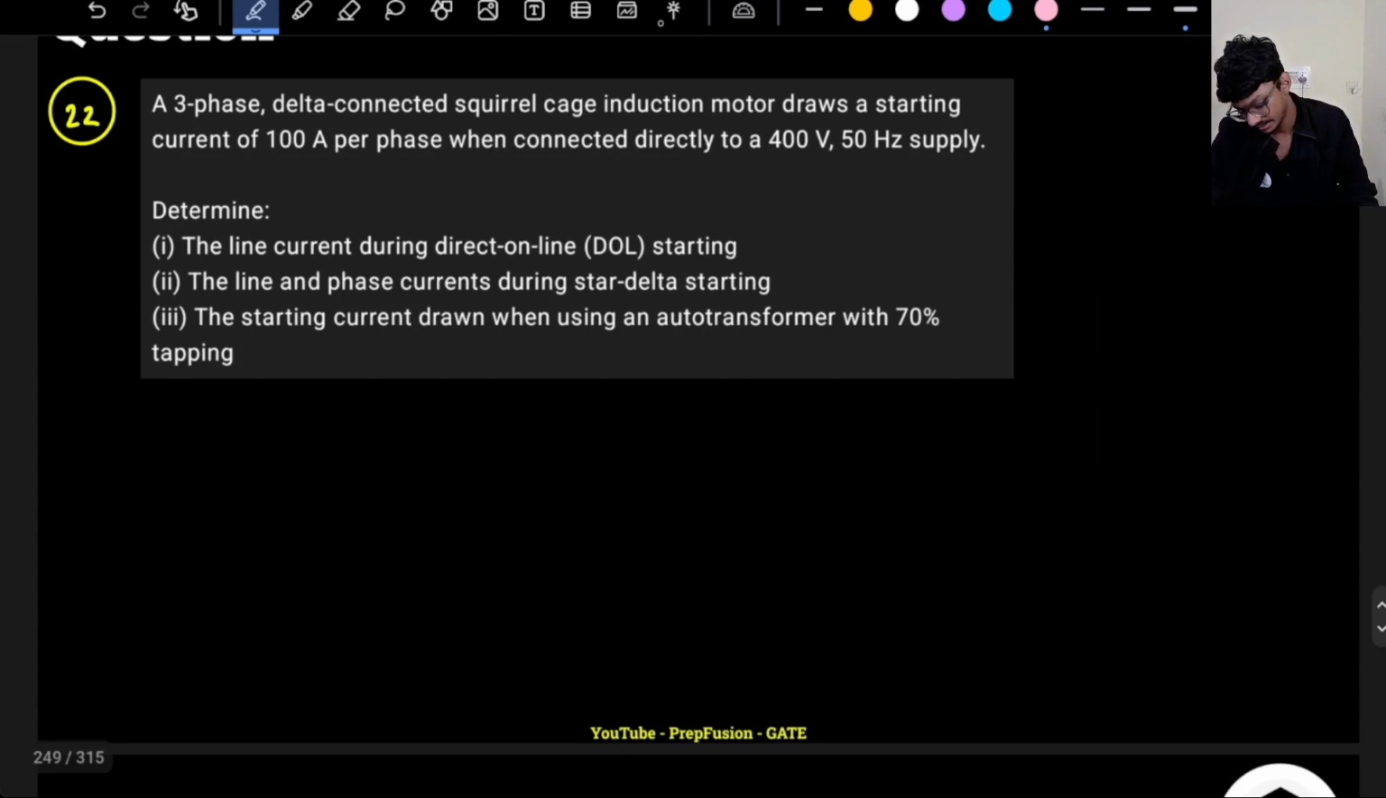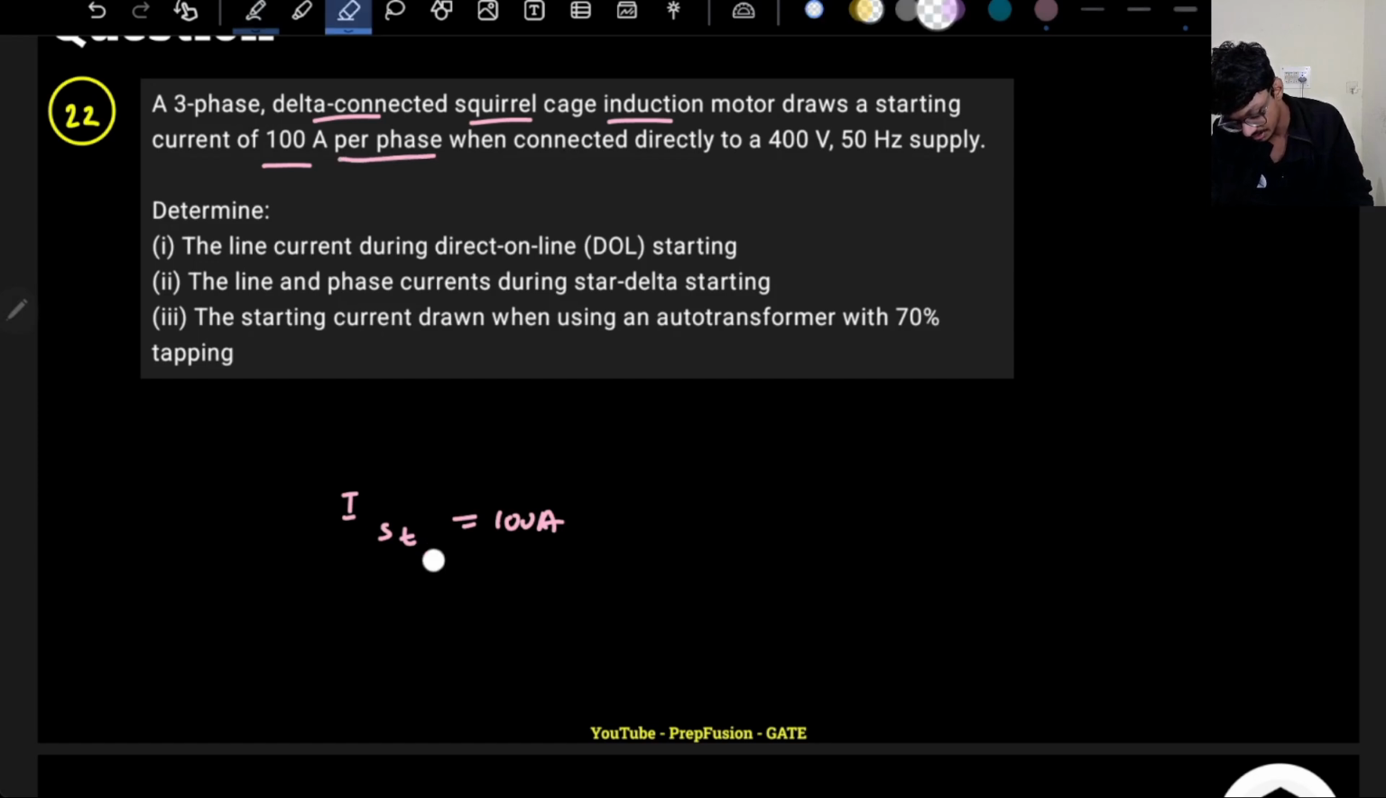So this is the last question basically. So a 3-phase delta connected squirrel cage induction motor draws a starting current of 100 amperes, when connected directly to a supply of 400 volts. So starting current, when it is delta connected, it is drawing 100 amperes of starting current, per phase. Okay, it is saying per phase. Per phase meaning, it is not supply current, it is the phase current. So basically starting current is 100 ampere per phase.